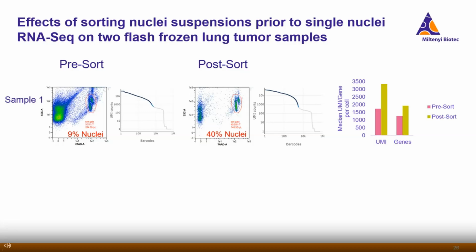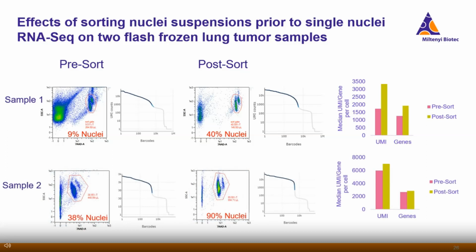You can see here sample 1 was quite dirty. Only 9% of the events detected were nuclei before sorting. After sorting on the Tyto, the percent nuclei increased to 40%, but more importantly, you can see we had a very considerable impact on library complexity. After sorting, the number of UMIs per cell nearly doubled, and the number of genes per cell increased by 50%.